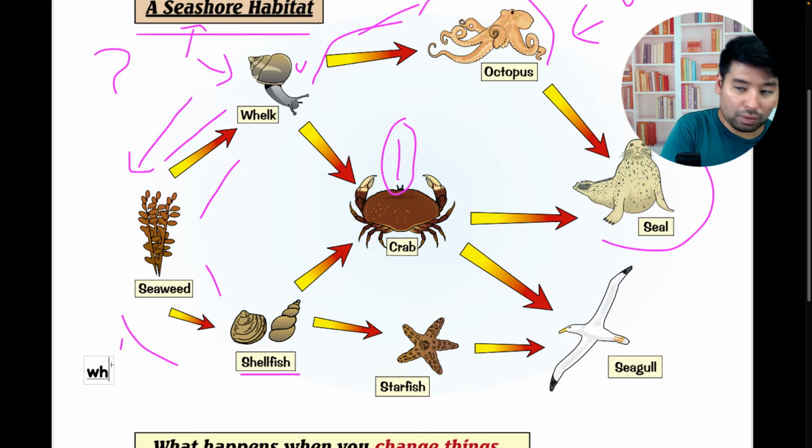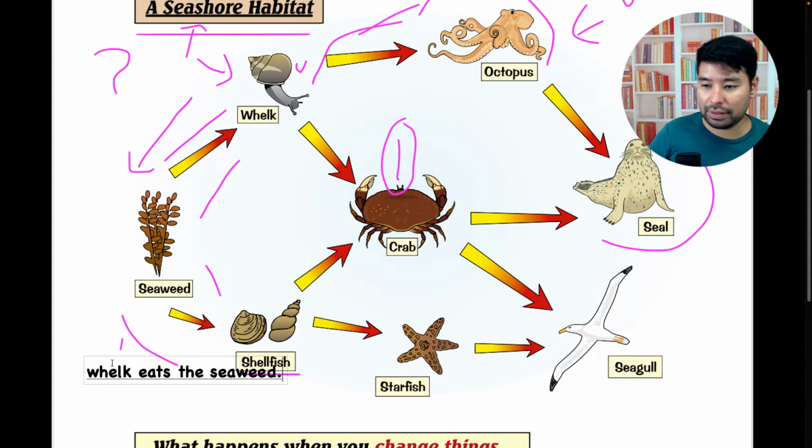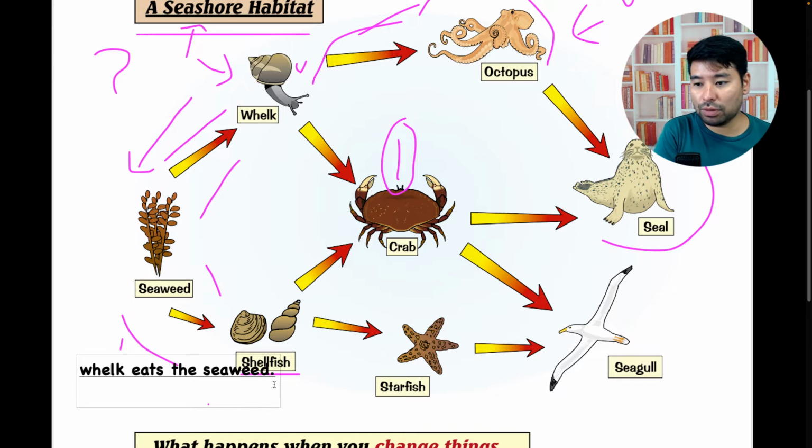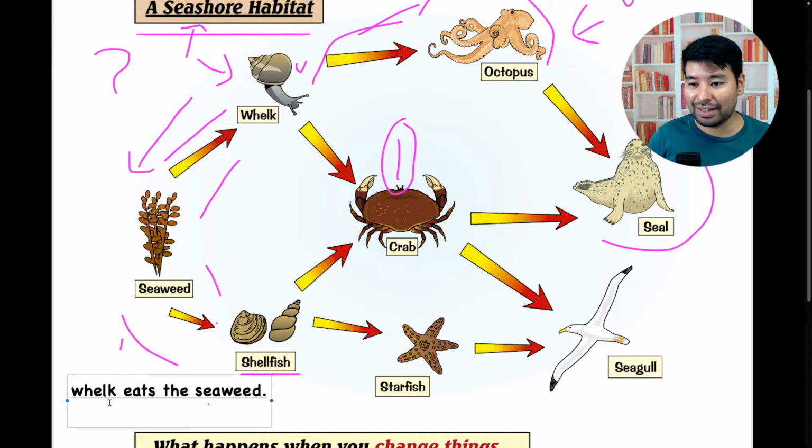The whelk eats the seaweed. Okay, we have that sentence. Very good. But also, aqui embaixo também, como a gente viu, dos shellfish, não é o seaweed que se alimenta do shellfish, porque a gente viu que o narrow aqui ele inverteu, agora ele tá para cá, right?